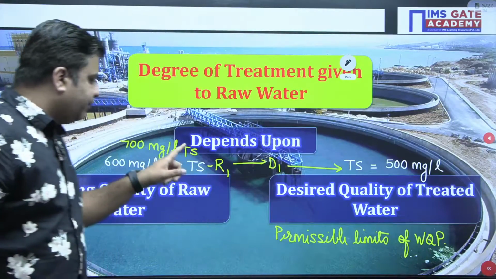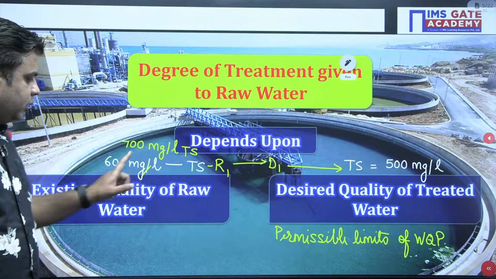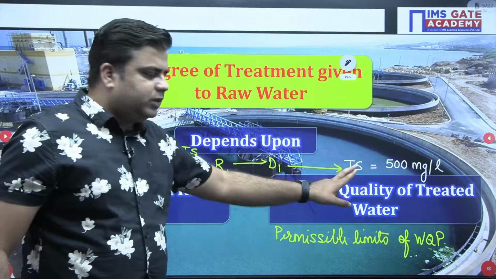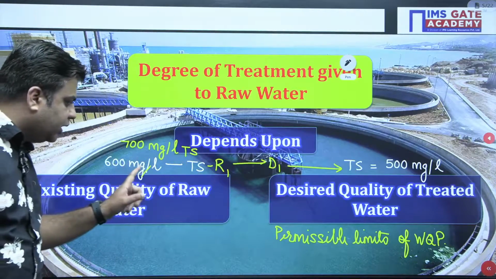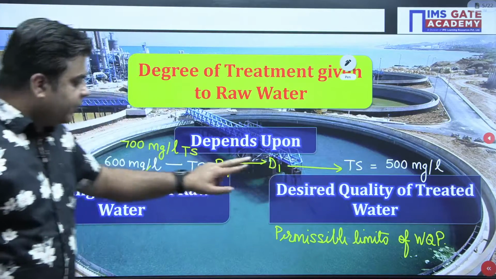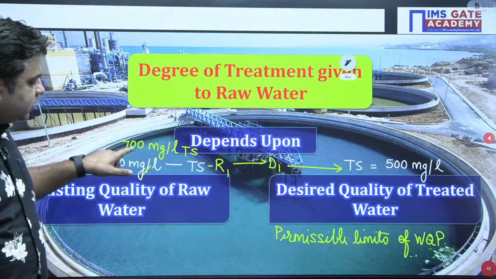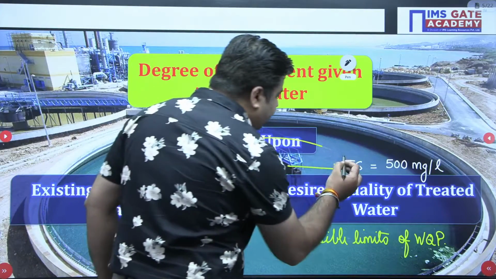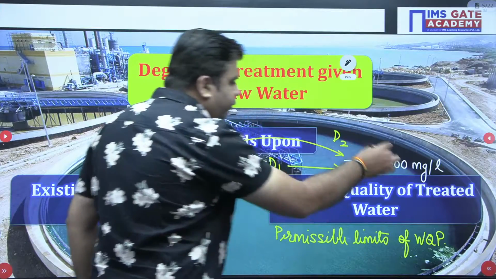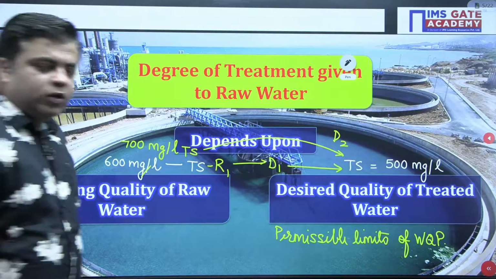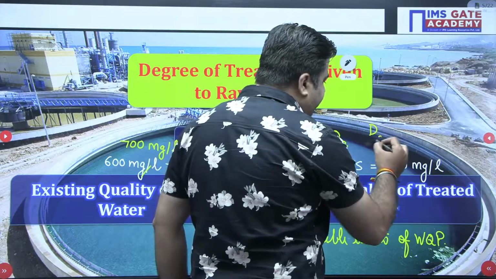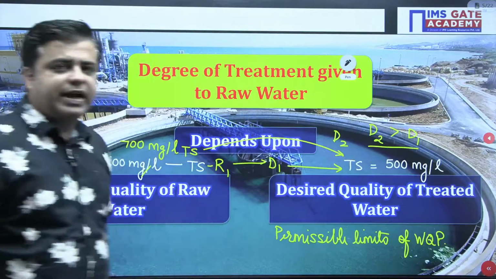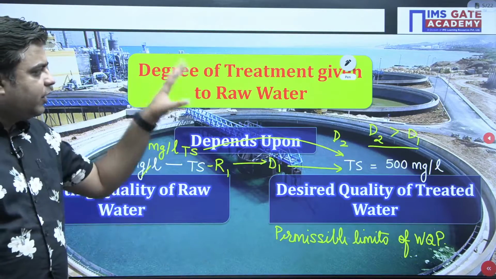I have given an example of two rivers. For river 1, total solid concentration is 600 milligram per liter. So degree of treatment given was D1 to bring down this total solid concentration to 500. In river 2, the total solid concentration was 700 milligram per liter. So obviously, I need to give more degree of treatment to bring down this value of 700 to 500. So this D2, degree of treatment given to river 2, will be obviously more than the degree of treatment given to water extracted from river 1. So this is how degree of treatment is going to vary.